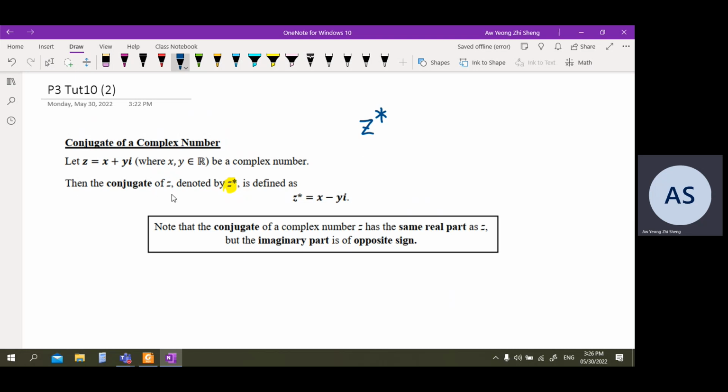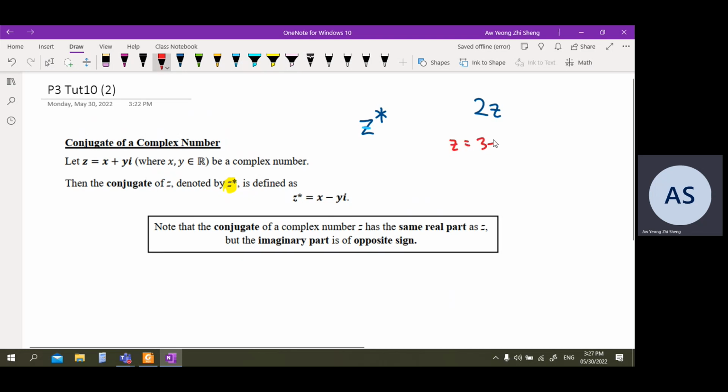And also when you write the letter Z, I will suggest you to write a short horizontal line through the Z, so that you don't get confused between the number 2 and the Z. All right, so here, conjugate of Z denoted by Z star is defined as Z star equals x minus yi. Okay, so some quick examples here.